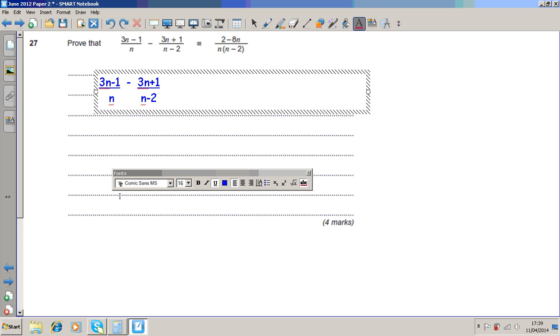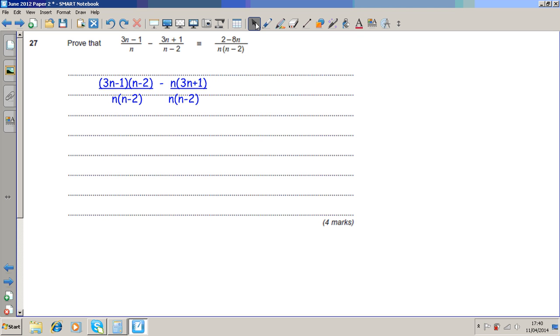To do that, we want to make the denominators the same on the bottom. So if I multiply this by n minus 2, then I have to do the same to the top. I do the same to the top and bottom, just like you would do with fractions normally. And same in this one, if I want to make that n on the bottom, then I've got to multiply it top and bottom by the same thing. So I can get to that.